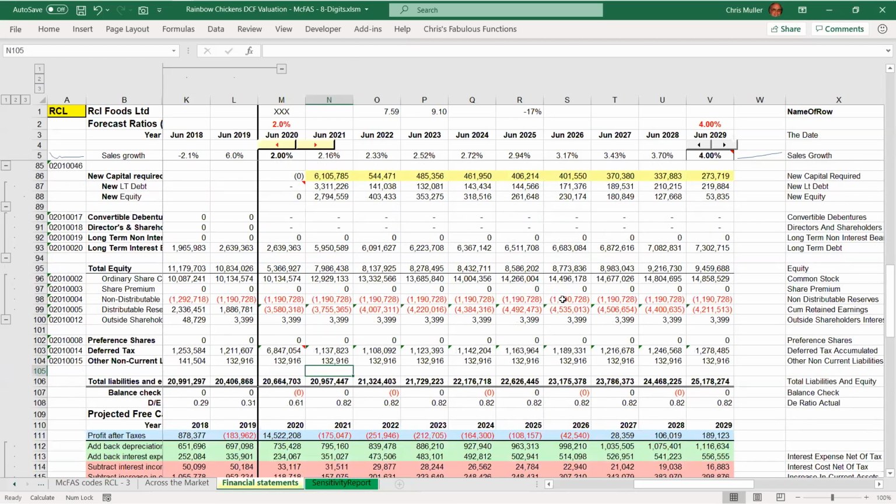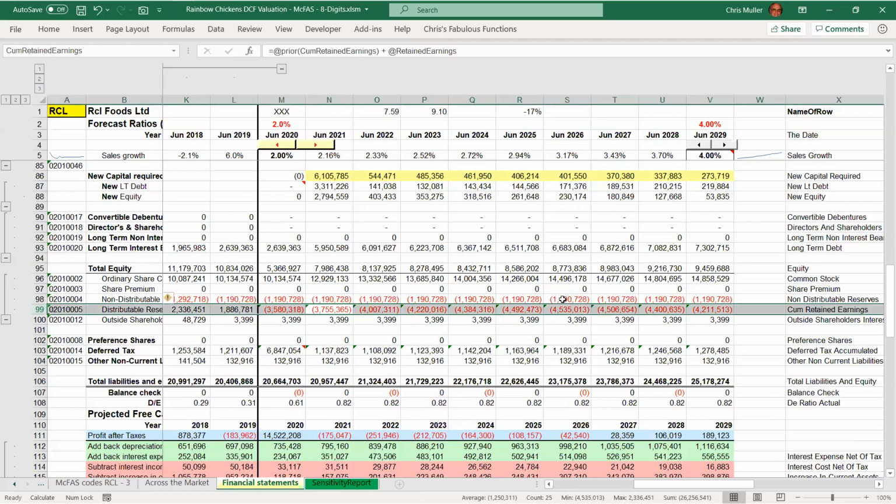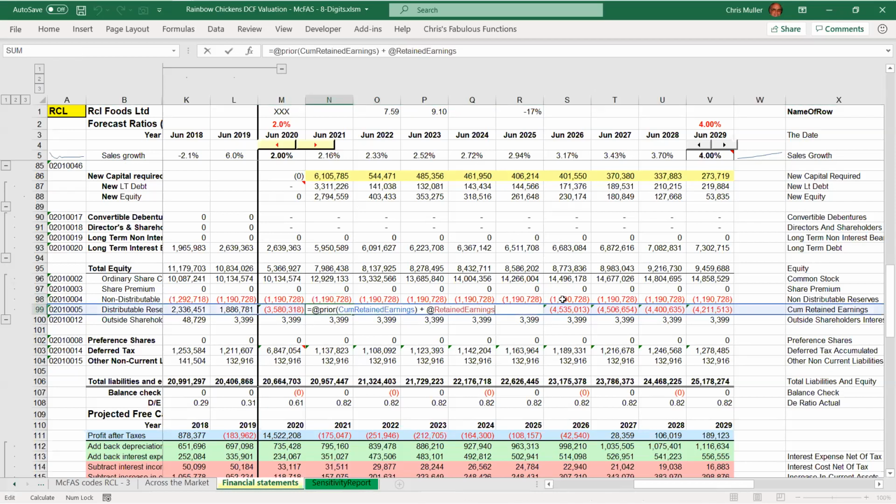Retained earnings has to end up on the balance sheet. I'll show you where it ends up. It's on distributable reserves, this line here, distributable reserves. And you'll see that there is our retained earnings coming from the income statement and being added on to last year's number, last year's cumulative retained earnings. And that's how your balance sheet equity grows.